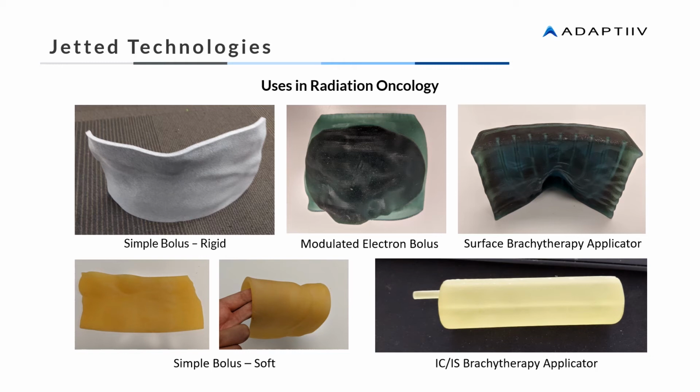Printers come in various build volume sizes, enabling printing of larger bolus in a single piece. And another difference when compared to FDM printing is the choice of flexible materials, which are often comparable with superflab. Thus, jetted printers are also offering direct printing of soft boluses.